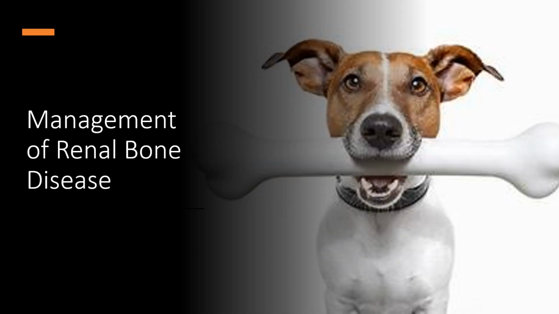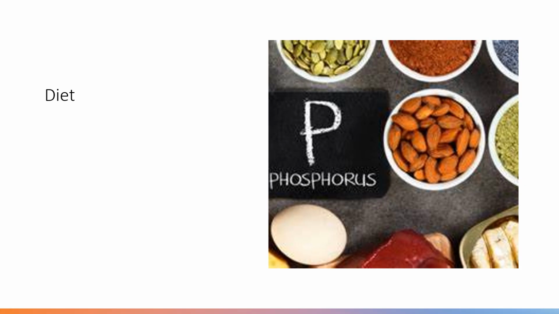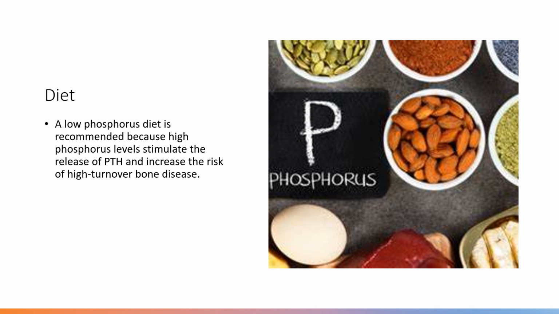How do we manage renal bone disease? Well, treatment depends on the extent of bone damage and whether bone turnover is high or low. Diet is the first line of defense. It's very important for patients to follow a low phosphorus diet because phosphorus levels stimulate the release of parathyroid hormone and increase the risk of high turnover bone disease.